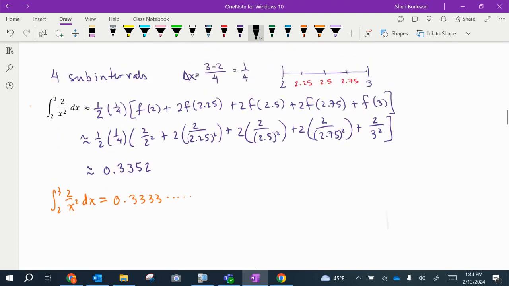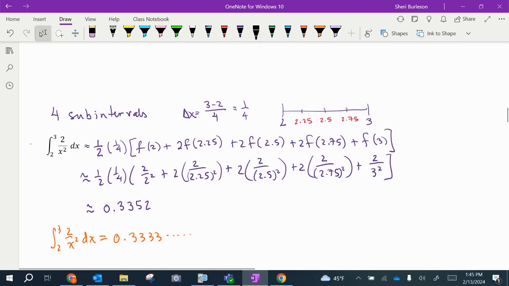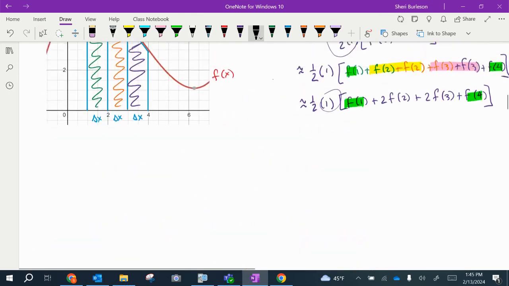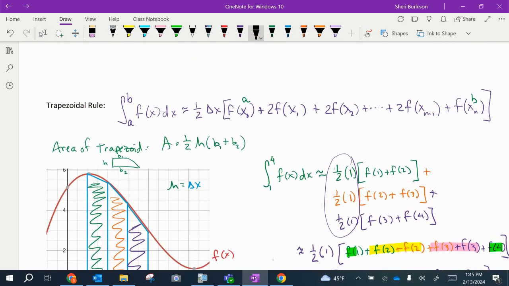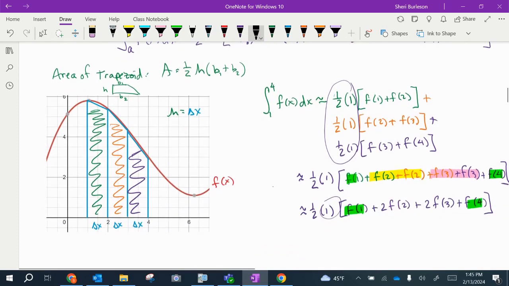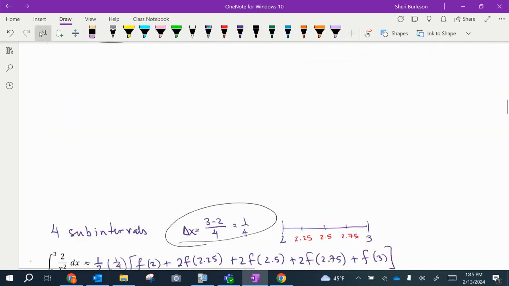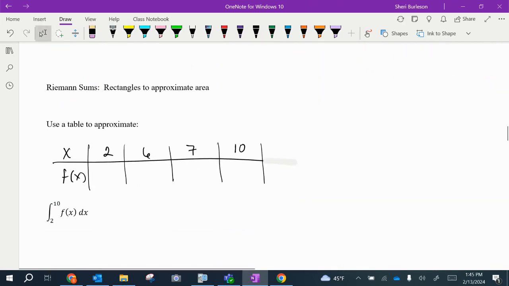When we were using the rules with the functions, we had a fixed delta x. We calculated it here. Where did I calculate it? Oh, we just looked at it from the graph. We had a fixed delta x. But here, if you notice, 2 to 6 is not the same gap as from 6 to 7 or from 7 to 10. Here are the function values that go along with these ordered pairs.